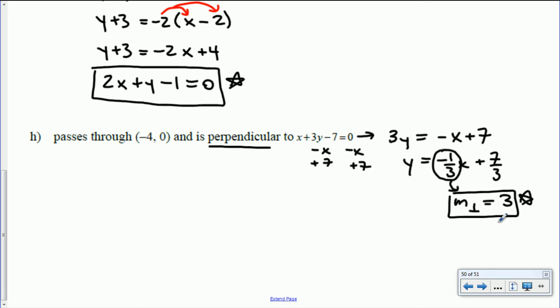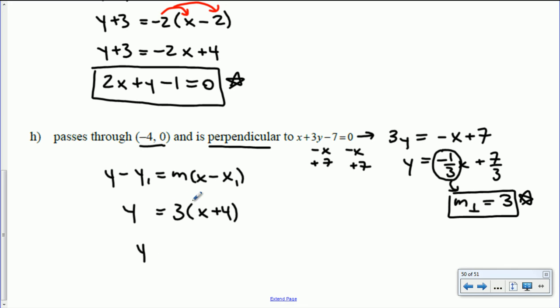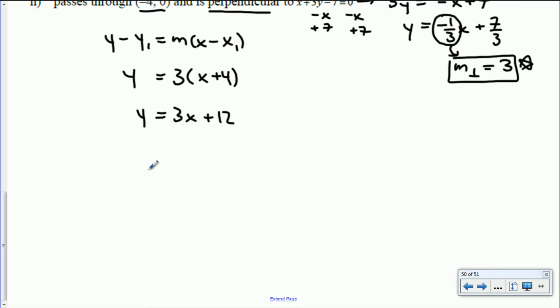So that's the slope I need. I've got a point, so point-slope: y minus y1 equals m times x minus x1. Slope is 3, x minus negative 4, so x plus 4, y minus 0, so just y. Distribute this 3: y equals 3x plus 12. Just need to bring this y over, so 0 equals 3x minus y plus 12, right? I subtract y from both sides there.